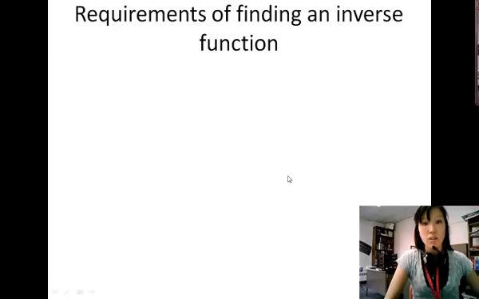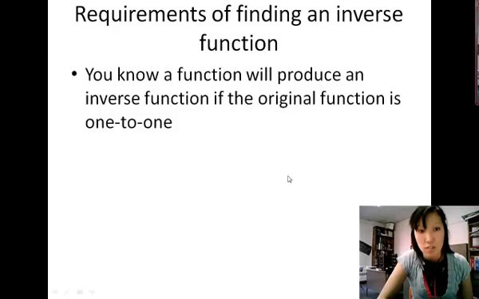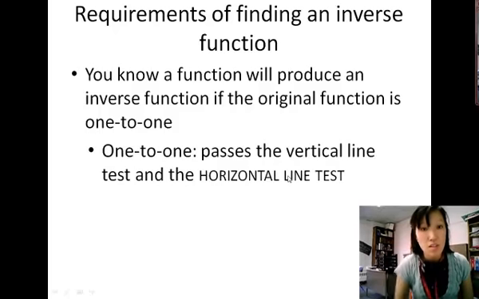Alright, so now that we have completed objective number 1, which is to confirm whether or not two functions are inverses of each other, now we're going to look at the requirements of finding an inverse function. The first thing is, you can only have an inverse function if the original function was 1 to 1. So this means that not only does it pass the vertical line test, but it also passes the horizontal line test. So now you have to check both.